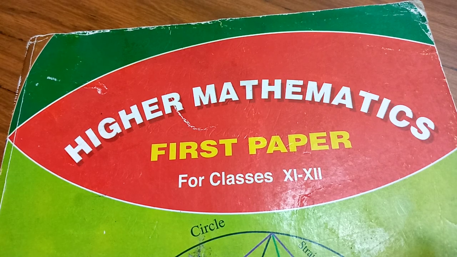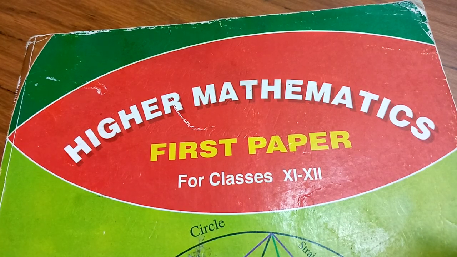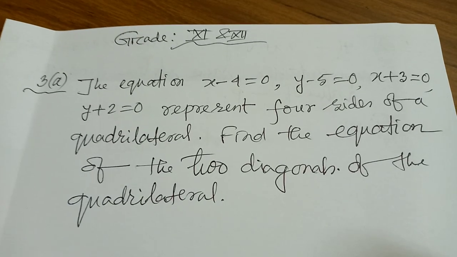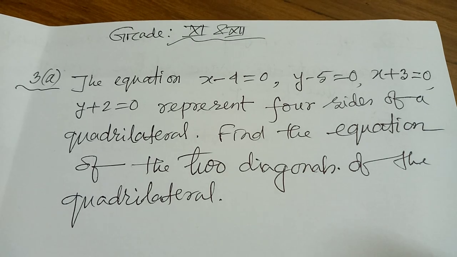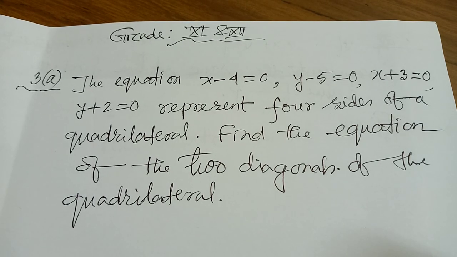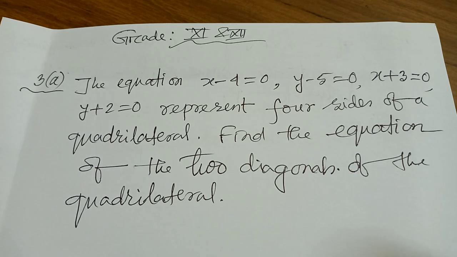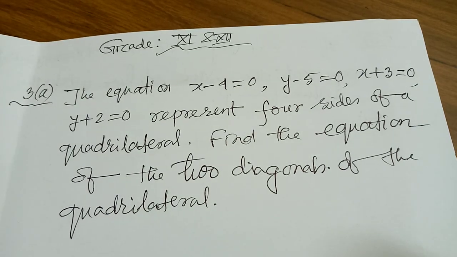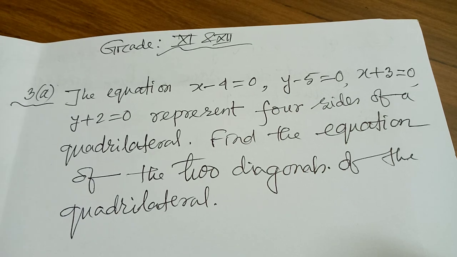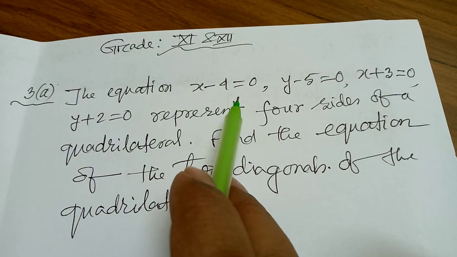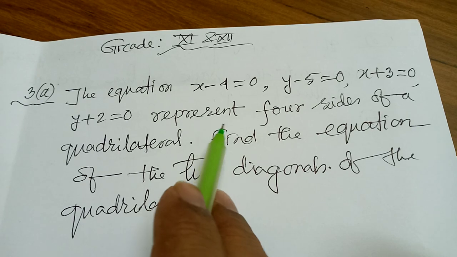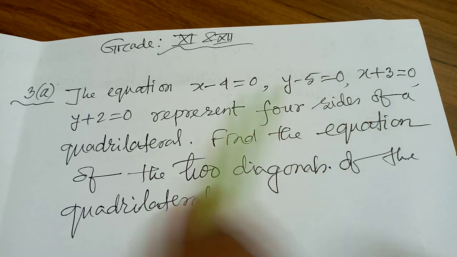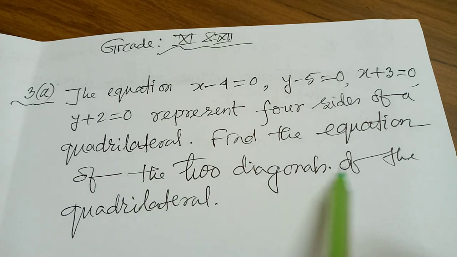Hope everybody is fine. Today I am going to start the remaining portion of exercise 3E from the geometry section. Students, last class I discussed all the necessary formulas related to this chapter and solved some mathematical problems. Today I am going to start from 3A. The four equations given, x minus 4, y minus 5, x plus 3, y plus 2, represent the four sides of a quadrilateral. Find the equation of the two diagonals of the quadrilateral.